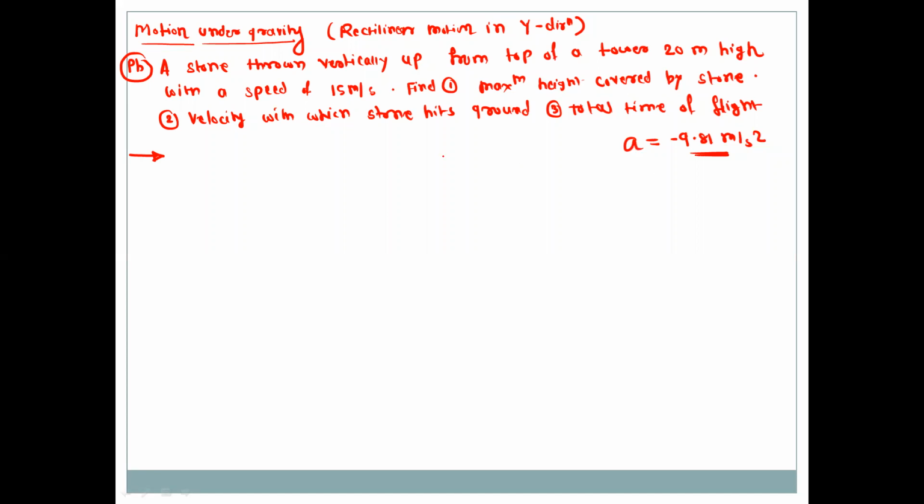Okay, so what is given in this problem? A stone is thrown vertically up from the top of a tower having the height 20 meter with a speed of 15 meter per second. So this is the initial speed of the projection. Find the maximum height covered by the stone. Second, velocity with which stone hits the ground. And third is total time of the flight.